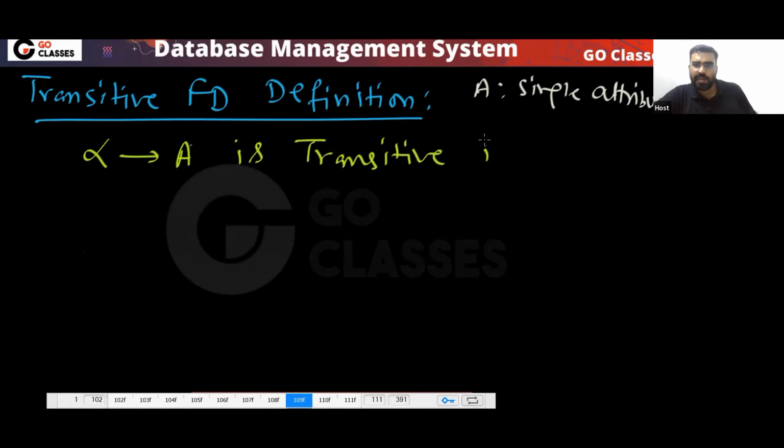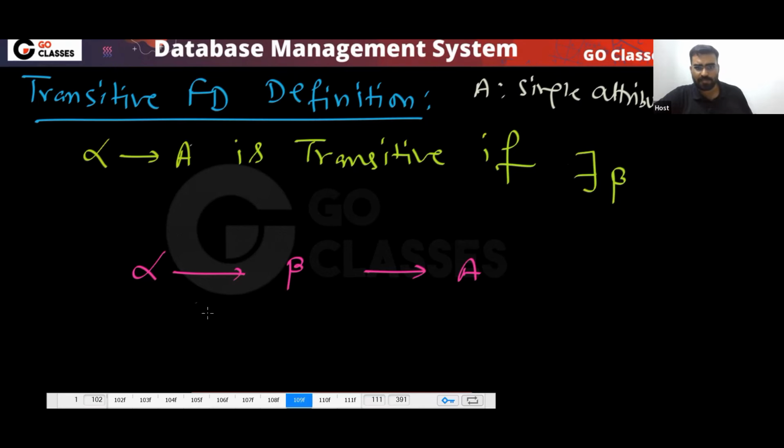Is it transitive? When can I say alpha goes to A is transitive? Alpha goes to A is transitive if there exists a middleman, if there exists a beta such that this will happen. And also this should not happen. The only additional condition is that this should not happen.